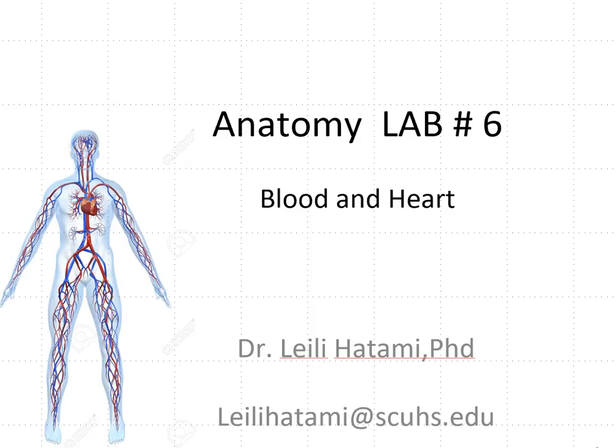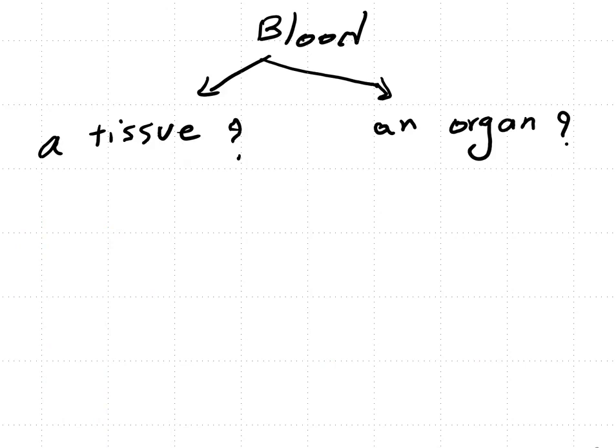This is Lab 6 regarding blood and heart anatomy. What is blood? Blood is a tissue or an organ. If you think blood is a tissue, your answer is completely right. But what kind of tissue is blood? Blood is a connective tissue.